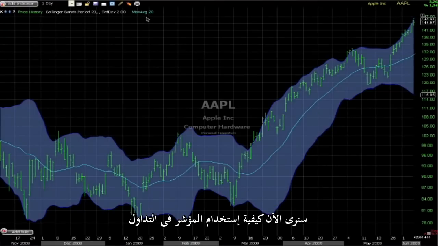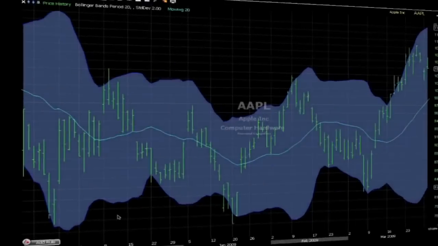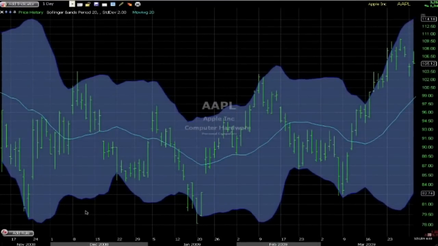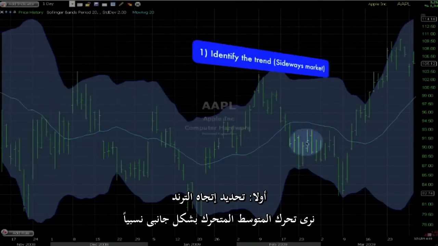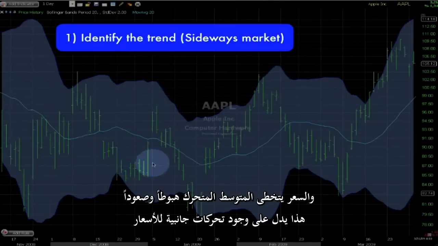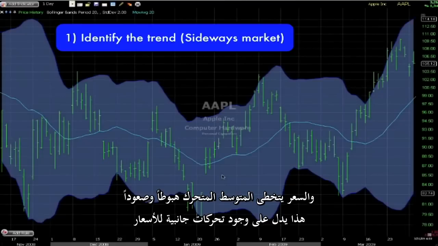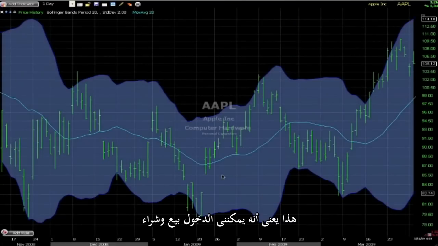Now I'll show you how to use Bollinger Band in trading. Here's another way to use Bollinger Band for a trading signal. I first identify the trend. I see that my MA is relatively sideways and price is crossing down and up through the MA. This indicates we got sideways price action. That means I can go both short and long.